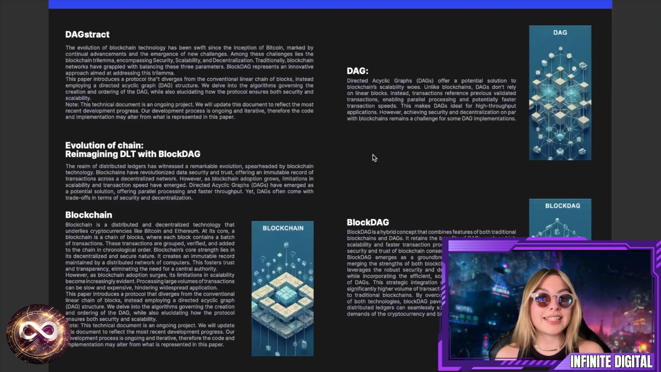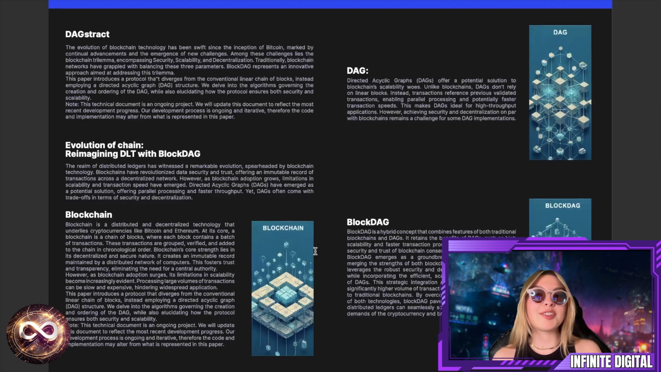We have more about the DAG over here, and BlockDAG essentially is a hybrid concept that combines features of both traditional blockchains and DAGs. It retains the benefits of DAGs such as high scalability and faster transaction processing, while integrating the security and trust of blockchain consensus mechanisms. So it's literally the best of both worlds. It's combined into one, and it creates this incredible project that we see before us, and all of their incredible operations once again.